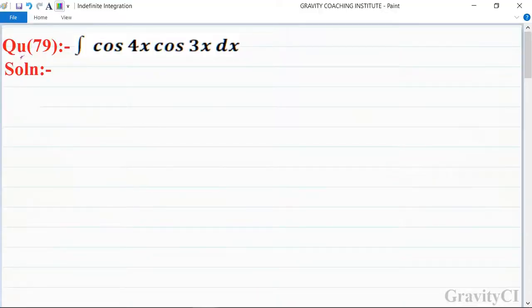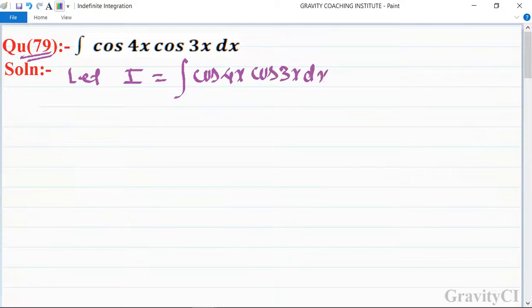Chapter indefinite integrations. Question number 79. Integration of cos 4x times cos 3x dx. So first of all, we let the integral I be equal to the integral of cos 4x and cos 3x dx.